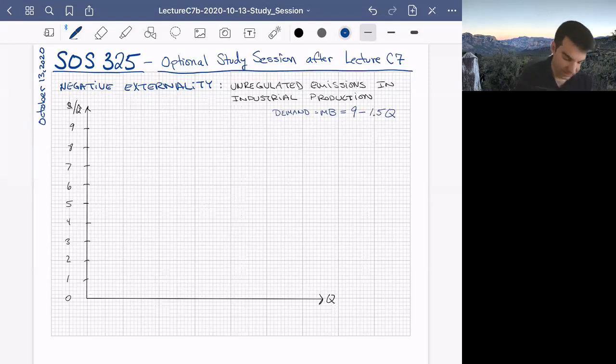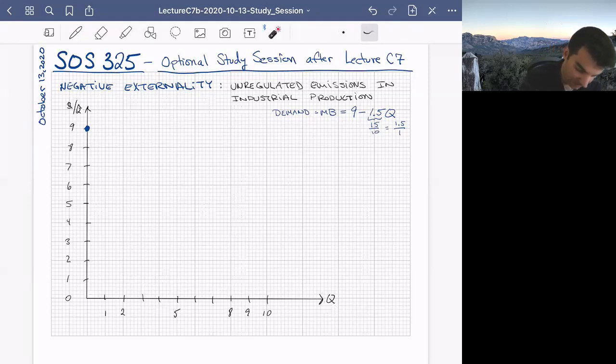All right, so that's the demand curve that I know I'm eventually going to have to draw, so I may as well draw that now. So we start at 9 up here, and this 1.5 Q is equivalent to saying that it's got a rise over run where it falls 15 for every 10, or another way to view that is it falls 1.5 for every 1 that you run. So if this is what I'm calling 1, 2, 3, 4, 5, 6, 7, 8, 9, 10, then if I run 1, I'm going to fall 1.5.